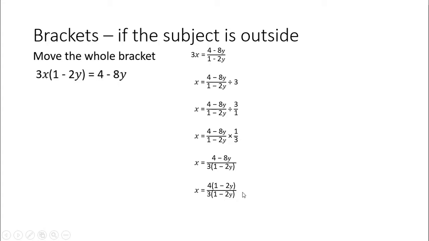I can divide both top and bottom by 1 minus 2y. If I do that, x ends up being 4 over 3, or just 1.3 recurring. So again, when I got the x on its own here, don't think that you're done. Always check, can I do anything more? Can I simplify this anymore? And simplifying a fraction, look for a common factor. Find a common factor, you should factorize both the top and the bottom if you can.